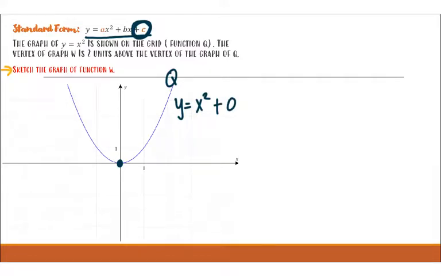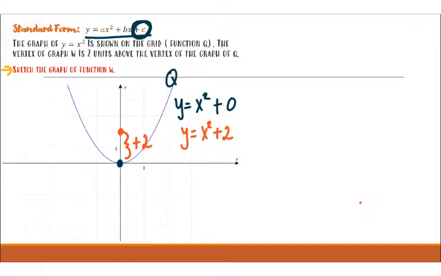Okay, so if we're trying to get graph W, we're going to take this 0 starting point and go 2 units up, which lands me right there. Intuitively, if we're traveling up the y-axis, that is going to give me a plus 2. So my new equation, or my transformed parent function, will now be y equals x squared plus 2.